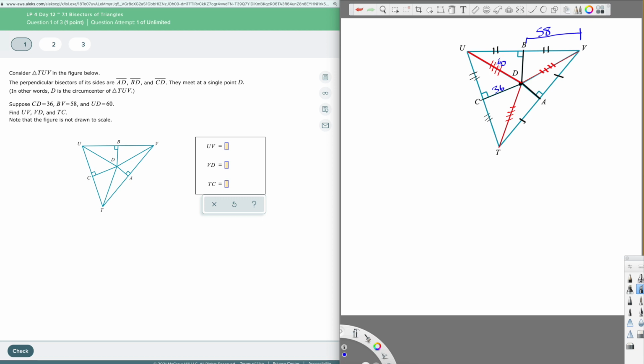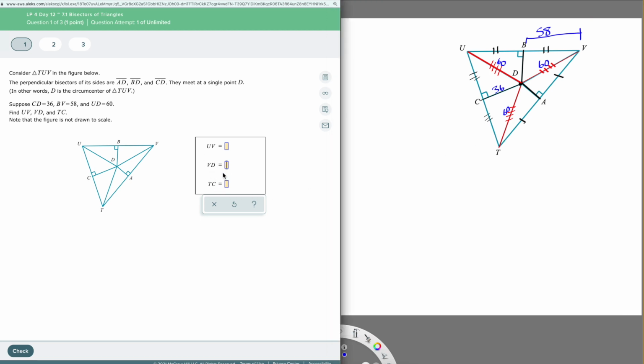Well, immediately, if UD is 60, all of my red lines are 60. All of these coming from the circumcenter to a vertex are 60. So I know that immediately, which is actually one of the questions here. They ask what VD is. Well, I know that's 60 already. They don't ask me what DT or TD, whichever way they want to list that. But they do ask me what some of the other pieces are.